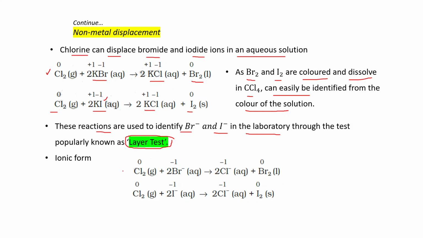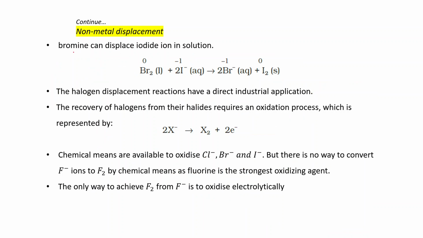These reactions can be written in ionic form like this. Cl2 when reacting with Br minus will convert into Cl minus and Br2. When Cl2 reacts with I minus, it converts into Cl minus and I2. In a similar way, bromine can displace iodide ion in a solution: Br2 plus 2I minus converting into 2Br minus plus I2.